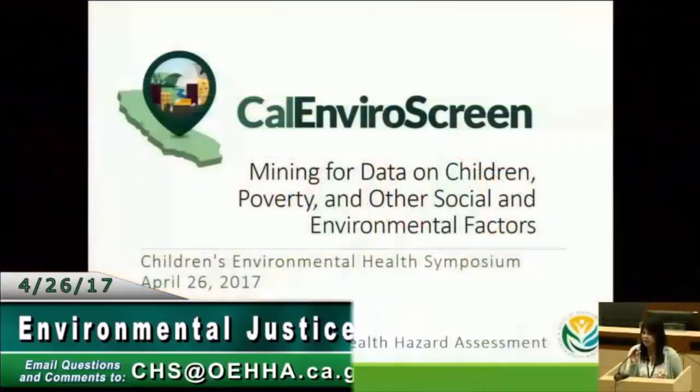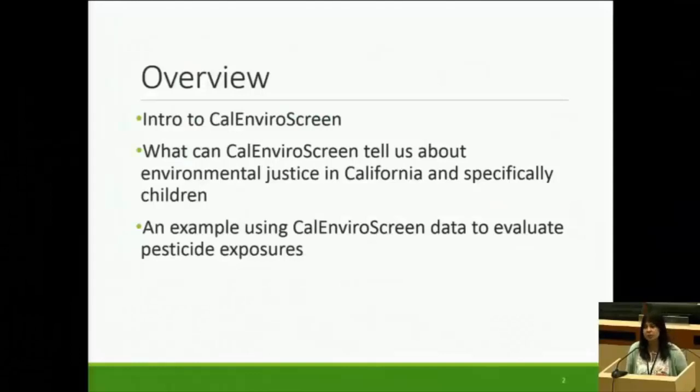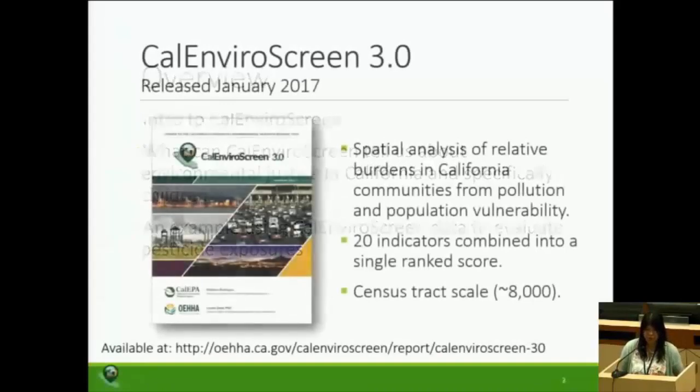Yeah, so I'm going to give a brief presentation about CalEnviroScreen, a little bit about what it is, just a brief overview of it. And what can it tell us about environmental justice in California as it specifically relates to children? And then we did an example of one of the data layers, the pesticide indicator, an environmental layer, about how we can use the data to evaluate pesticide exposures in children in California, since we just released the third version of the tool in January of this year. The data is pretty fresh, and we wanted to take a look at what it can start to tell us.